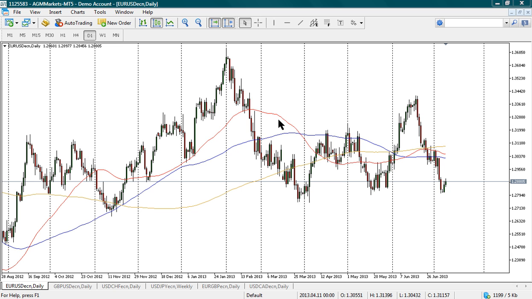We do have 3 moving averages in each of these charts. The red one is a 50 simple moving average, the blue one is a 100 simple moving average, and the gold is a 200.